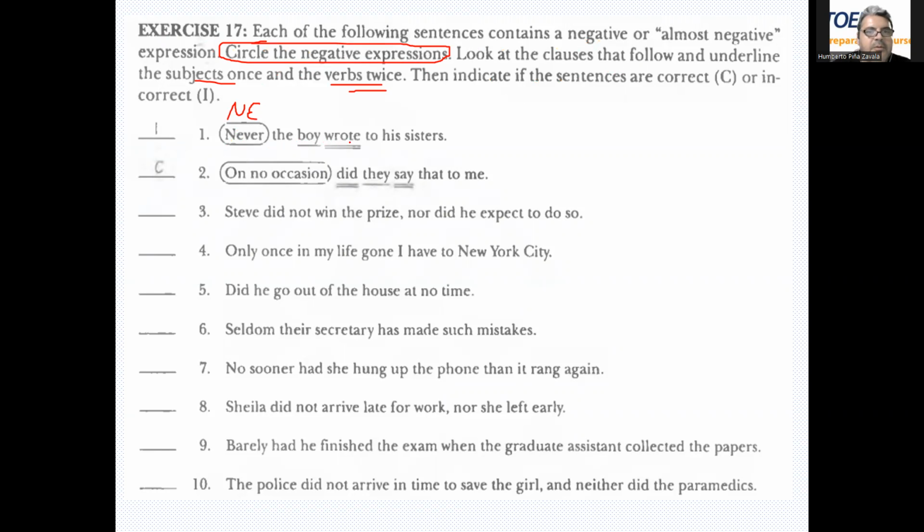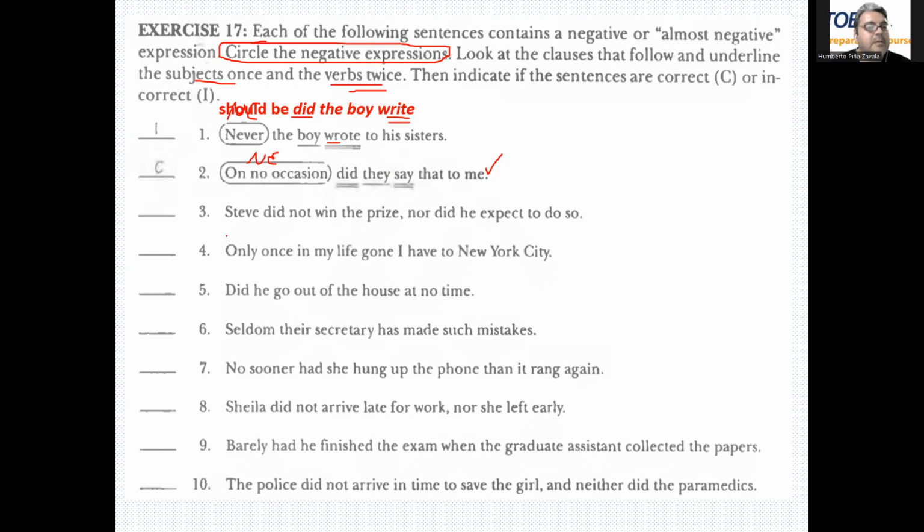Never the boy wrote to his sister. That's incorrect. We should use an auxiliary here. So it should be never did the boy write to his sister. Now we use the auxiliary and the main verb will be in the base form. On no occasion did they say that to me, right? This is correct. Okay, now it's time for you to do the rest of the exercise. Pause the video, do the exercise, and when you finish, come back and check your answers. Pause now, and we'll be here when you come back.